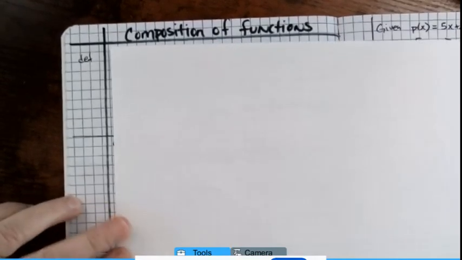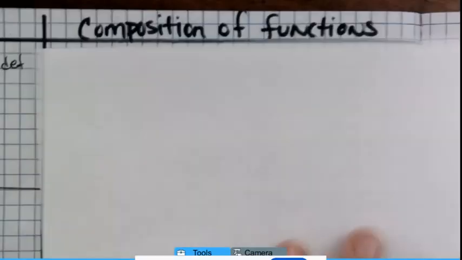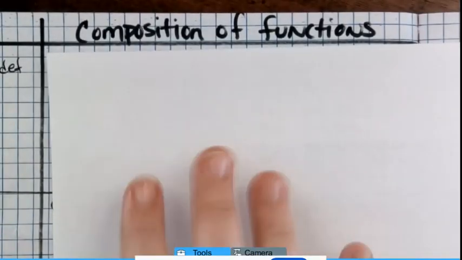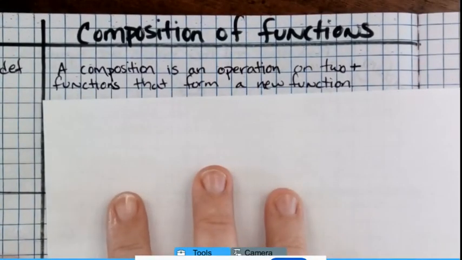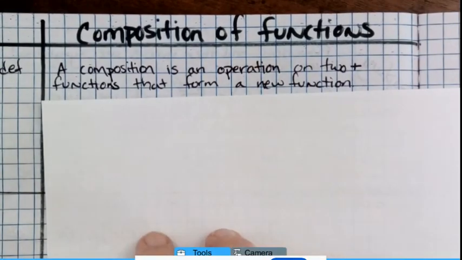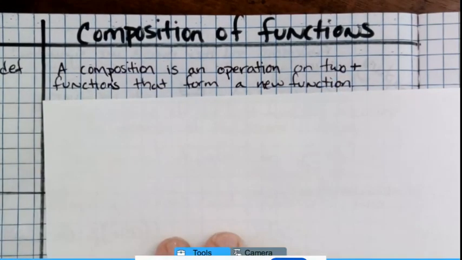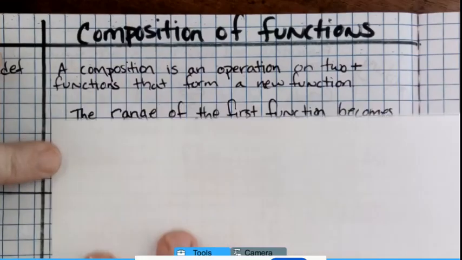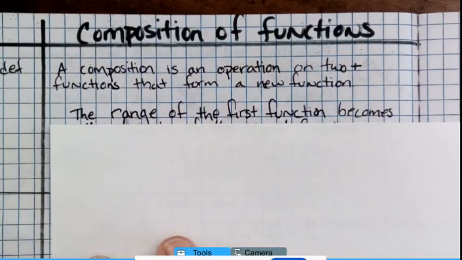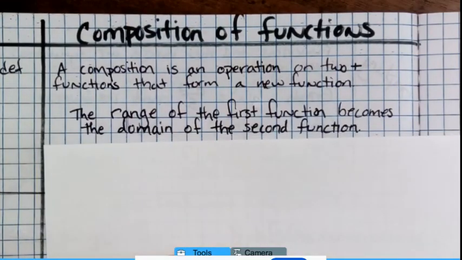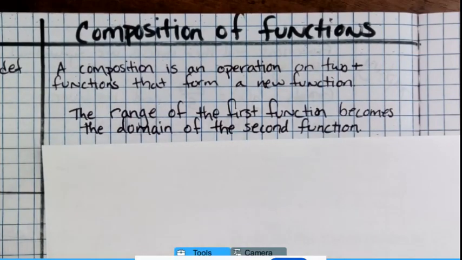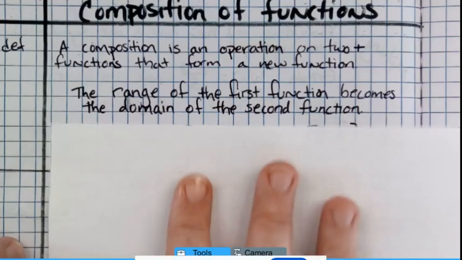A definition. I'll zoom in. So, composition of functions. Composition is an operation on two or more functions, but typically in this class it's two functions that form a new function. The range of the first function becomes the domain of the second function, and that might seem weird right now, but hopefully it'll make sense by the end of this.